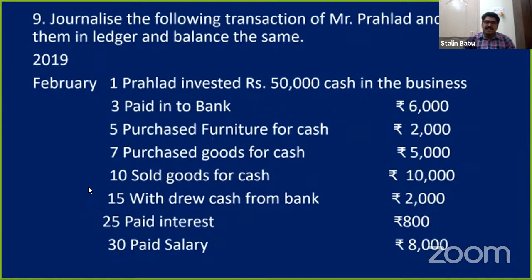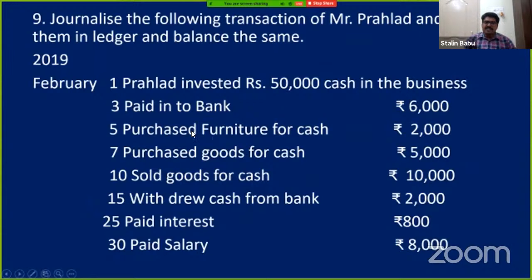So what is the first transaction? Prahalad invested 50,000 cash in the business. What is coming into the business? Cash. So the journal entry is cash account debit to Prahalad capital account. On February 3rd, paid into bank. Paid means deposited into bank. Cash is going out of the business. So the entry is bank account debit to cash account.